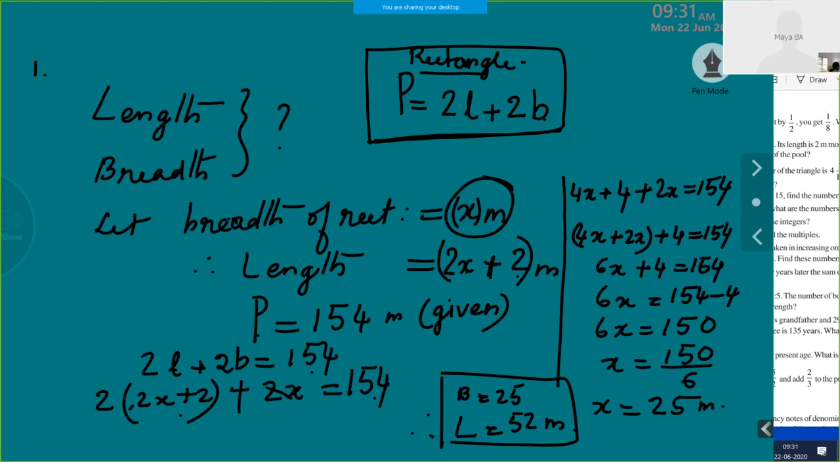And these are the same simplifications which we learned last class. First, using the distributive property, open the bracket. 4x plus 4 plus 2x is equal to 154. Collect the like terms in the expression. 4x plus 2x is 6x plus 4, 154. Bring the 4 to the other side, then bring the 6 to the other side. We get the answer as 25. Therefore, breadth is 25 and length is 2 times of 25, which is 50, plus 2. According to this expression, 2 times 25 plus 2, that is 52 meter.